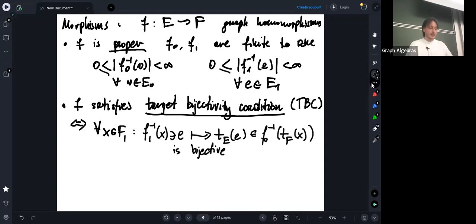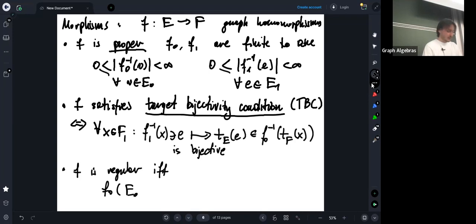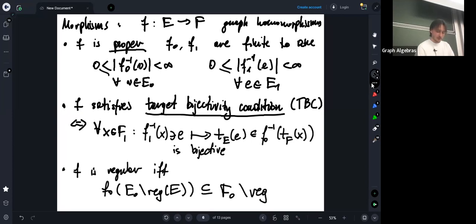And now, the last condition will be for the second Cuntz-Krieger relation. And we say that F is regular if this containment holds. I didn't tell you what the regular vertices are, but just bear with me. A regular vertex is not a sink and not an infinite emitter, so anything in between. You say that F is regular if this containment is true, and this condition takes care of the second Cuntz-Krieger relation.